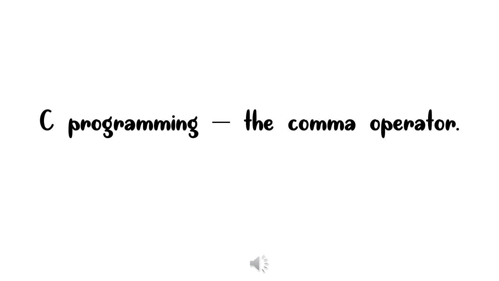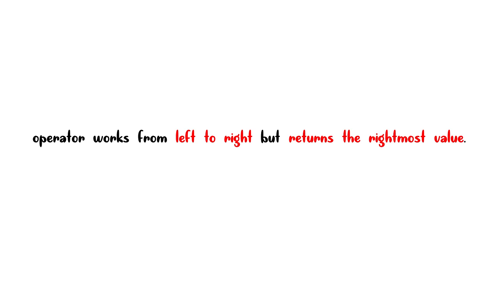Today, we're diving into a fascinating and often overlooked topic in C programming, the comma operator. So, what exactly is the comma operator? Well, the comma operator works from left to right but returns the rightmost value. You'll often see it used in for loops.